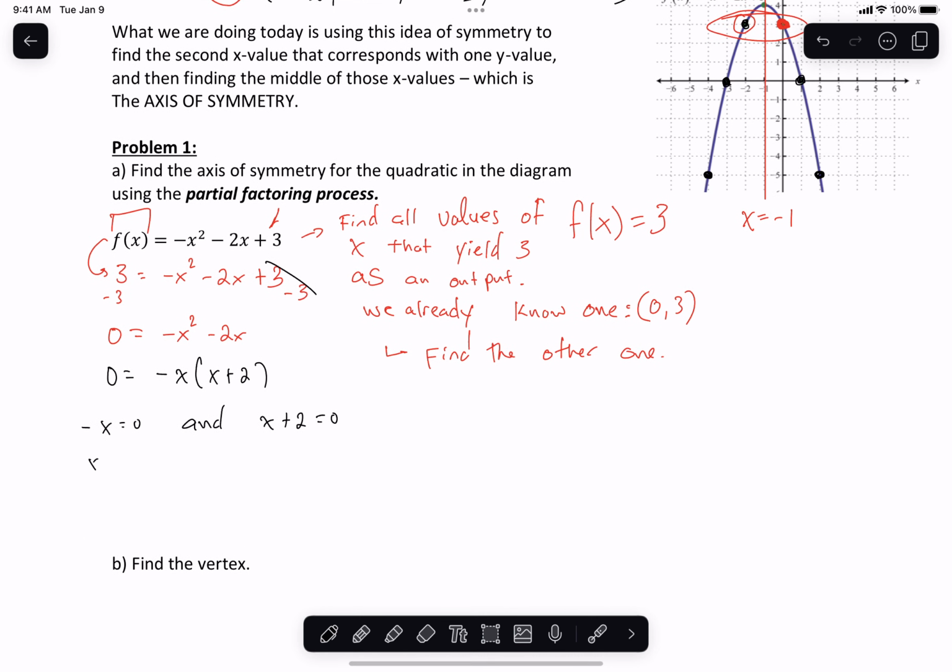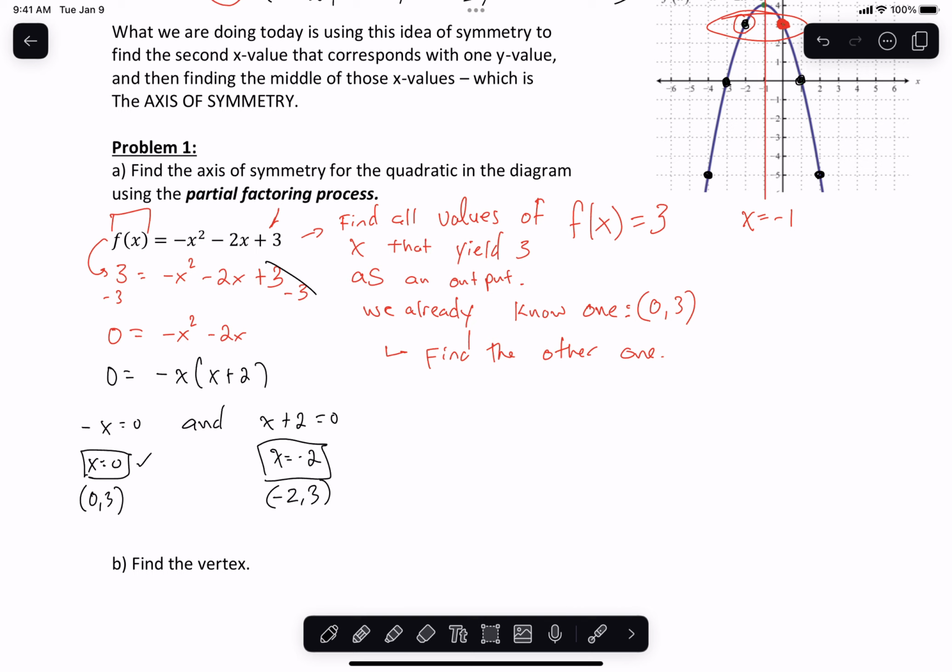Okay, so x is equal to 0. We already knew that one. That's the point 0, 3. What I'm looking for is the other point that has a y value of 3. Its x value is x equals negative 2. So its point is negative 2, 3. Is everyone okay with what's happened?